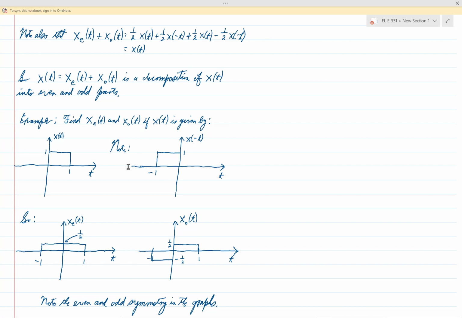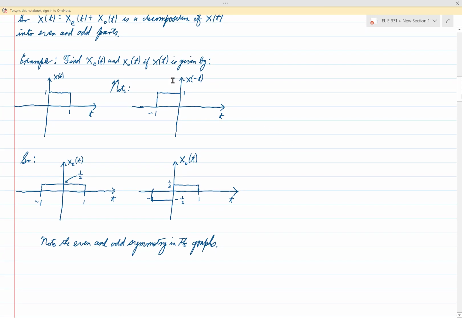Well, we notice that both of those expressions contain x of negative t. So if we're going to find xe of t and xo of t from x of t, we better find x of negative t as well. And so that's the first step. We start with x of t. Our first step is to find x of negative t, and it looks like this. And then to get xe of t, we just take 1/2 of the graph on the left plus 1/2 of the graph on the right, and here's our graph of xe of t.